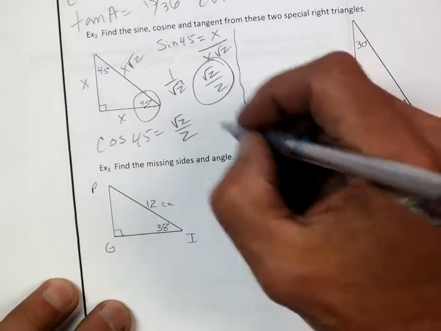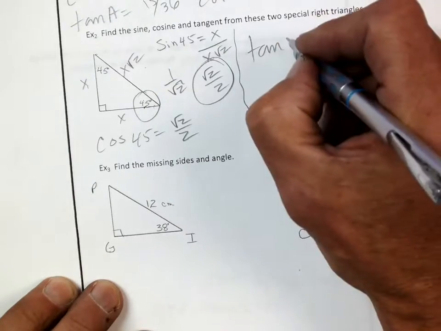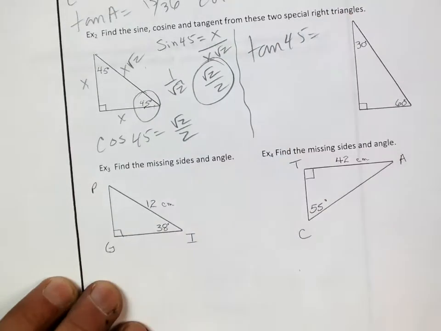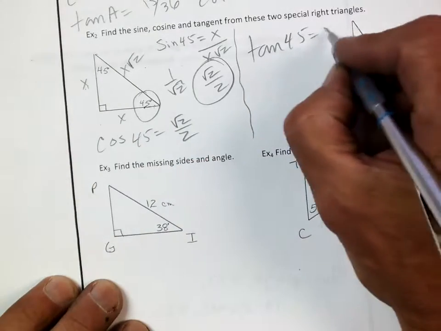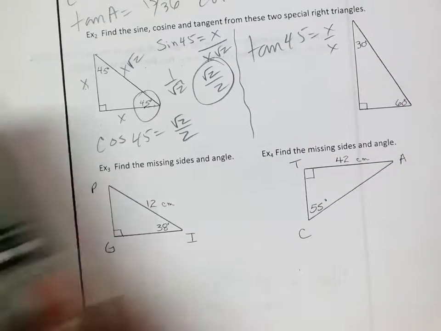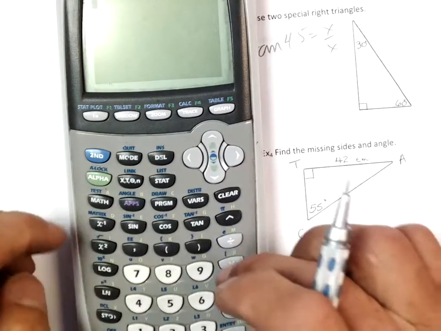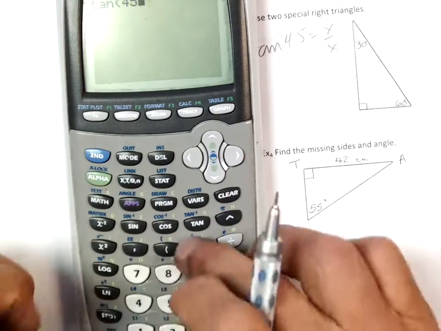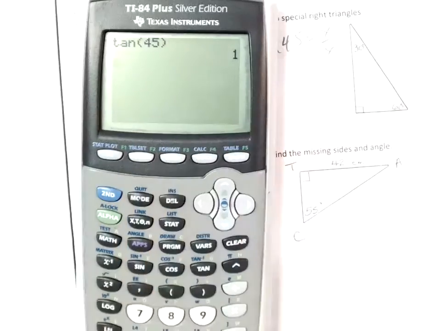But what about tangent? Squeeze that in. Probably won't get to this one. What about tangent of 45? What's tangent of 45 equal? It is 1. It is x over x, which is 1. That's weird. So you mean if I were to use my calculator, tangent of 45 should give me 1? I'll guess. Tangent of 45. Wow, I just figured out something without using my calculator. I am so smart. Tangent of 45 is 1.